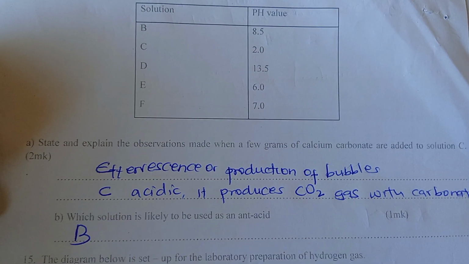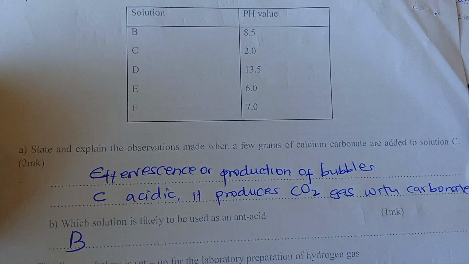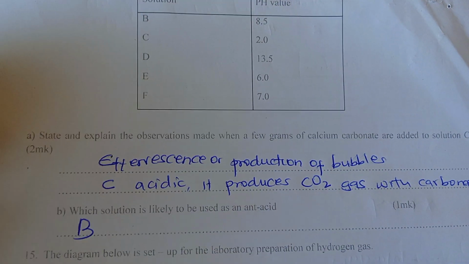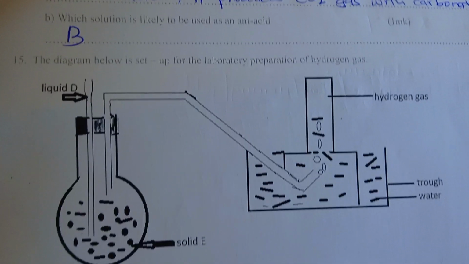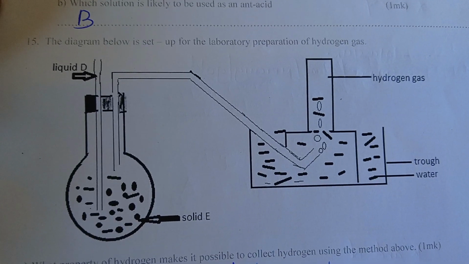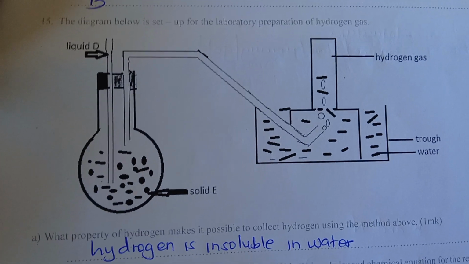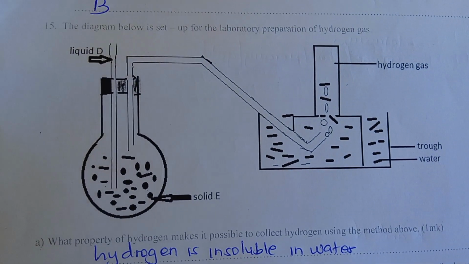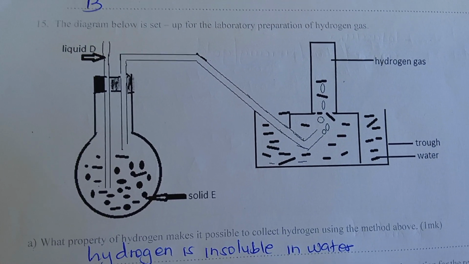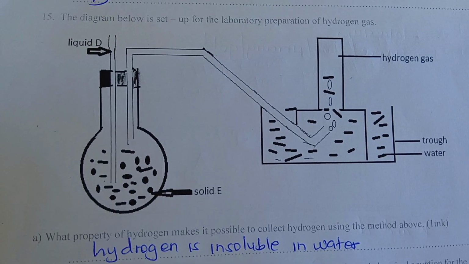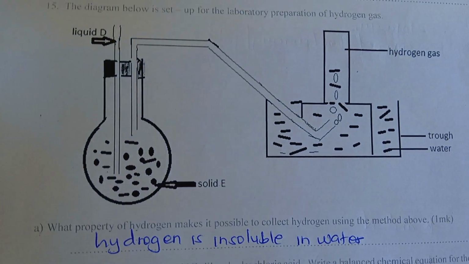Which solution is likely to be an anti-acid? That is B, weakly alkaline. That diagram shows preparation of hydrogen gas. What property of hydrogen gas makes it possible to be collected using the above method? It's because it is insoluble in water.